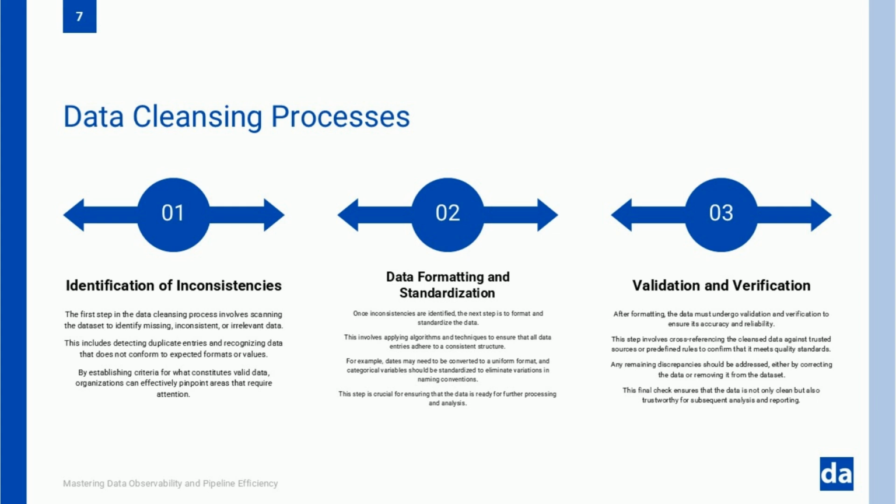Step 2. Data formatting and standardization. Once inconsistencies are identified, the next step is to apply a consistent structure. For instance, dates might be converted to a standard format, and variations in naming conventions are corrected. Think of this as creating harmony in a song. Every note aligns perfectly, ensuring clarity and usability.